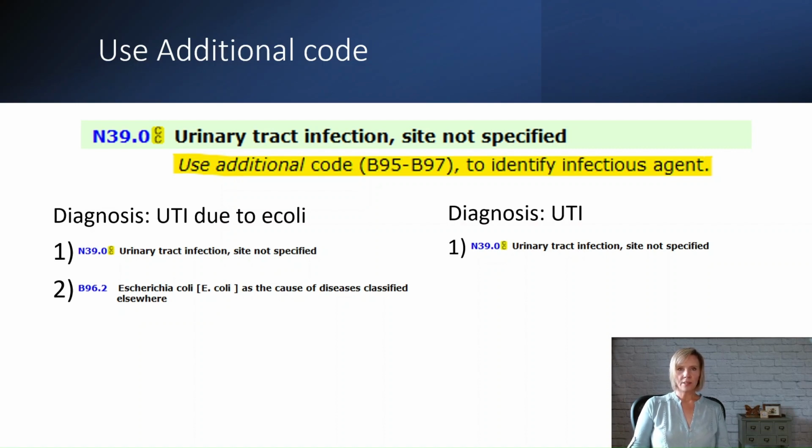For instance, if the diagnosis is UTI due to E. coli, you would first use code N39.0 for the UTI, and then assign B96.2 for E. coli as the cause of diseases classified elsewhere as an additional code. However, if the causal organism isn't specified, the instructional note is not applicable, and you would simply use code N39.0 for the urinary tract infection.